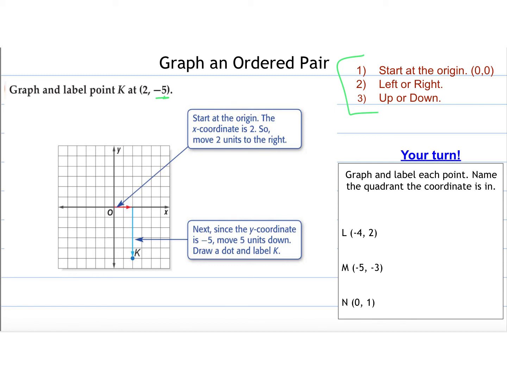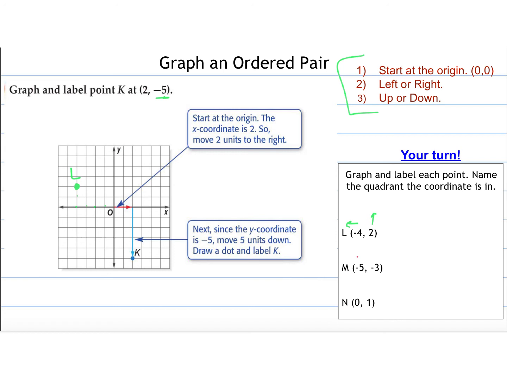So the first one, L, -4, 2. So starting at the origin, the -4 tells us that we're going to go left 4. So 1, 2, 3, 4. And a +2 means we're going to go from there up 1, 2. Plot the point, and again, label it with the letter so that we know which points are what. Next one, M, -5, -3.